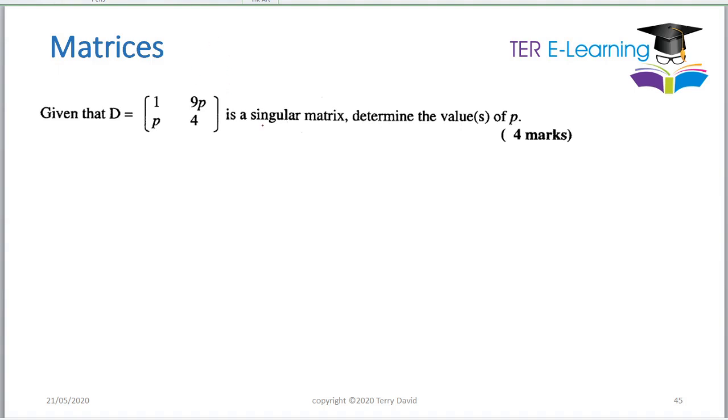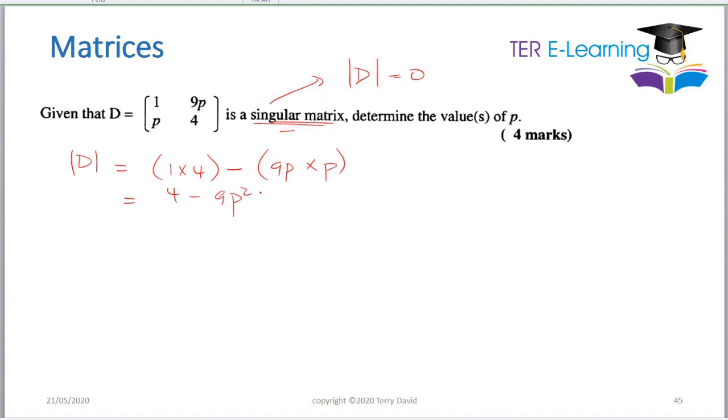They're telling us that the matrix is singular, right? So once the matrix is singular, we know that the determinant is equal to 0. The matrix is called D, so the determinant of D is 0. So all you need to do is write the determinant of D is equal to 1 by 4, remember it's AD minus BC, minus 9p multiplied by p, which is 4 minus 9p squared, right?